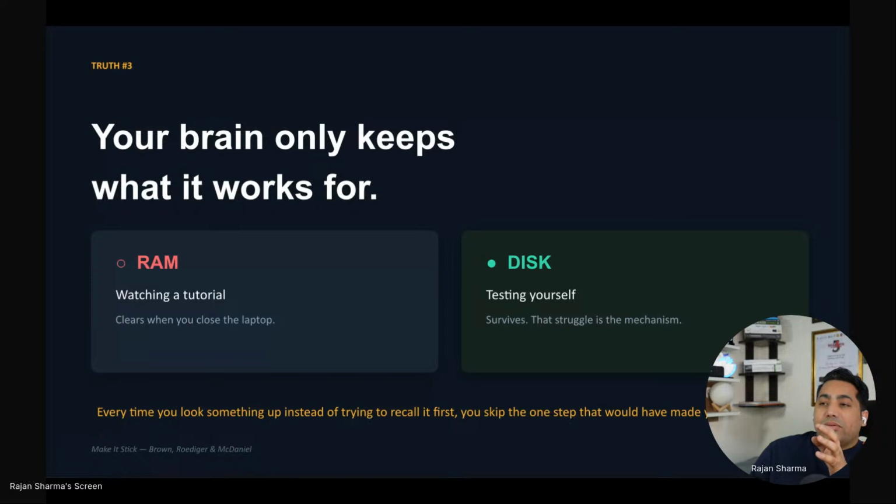So this is how you explain to yourself: watching a tutorial is like loading into RAM. It's fast, it's processed so well, but it's not going to store for the long term, because as soon as the electricity goes out, the RAM vanishes and is cleaned up.